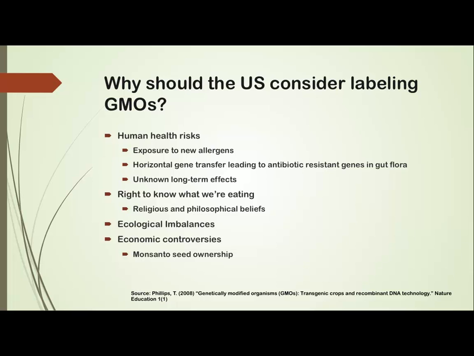Religious beliefs sometimes conflict with eating GMOs, especially if genes from a forbidden food are used to create a GMO. There are many ecological concerns surrounding GMOs. One example is herbicide overuse leading to herbicide-resistant weeds. And then finally, Monsanto has been criticized for being unfair to farmers, which has raised some moral concerns for some people.